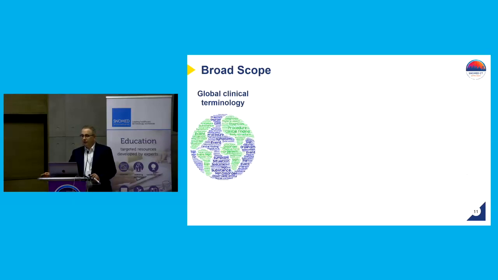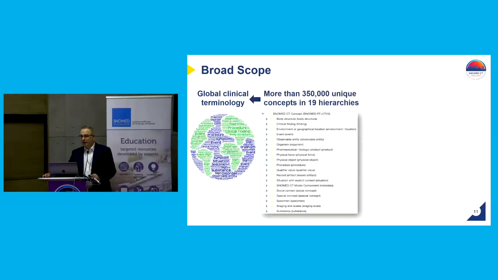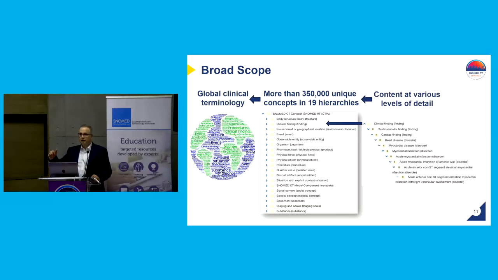So SNOMED is broad. It's a global clinical terminology. At the moment, it has about just over 350,000 unique concepts in 19 different hierarchies. So we talked about those different aspects, so procedures, clinical findings. But what's also unique about it is it has many levels. So if you want to use very specific data, you can, but it has more broader data as well. So it depends what the clinician actually finds out and knows. You can record that sort of information.